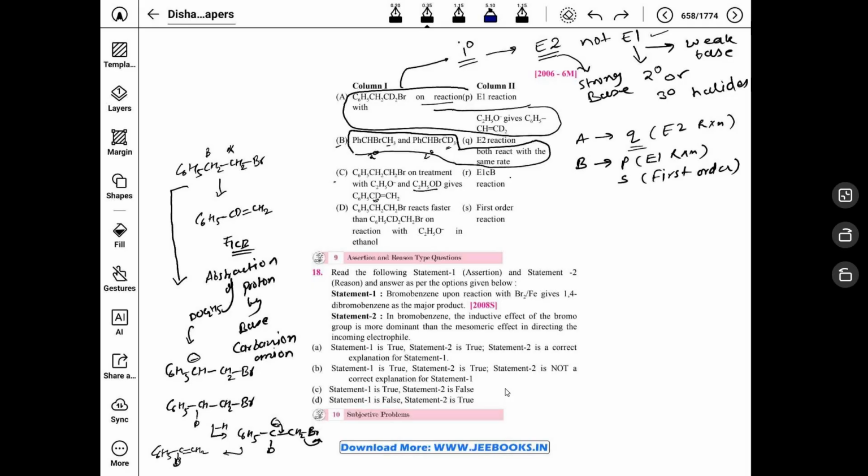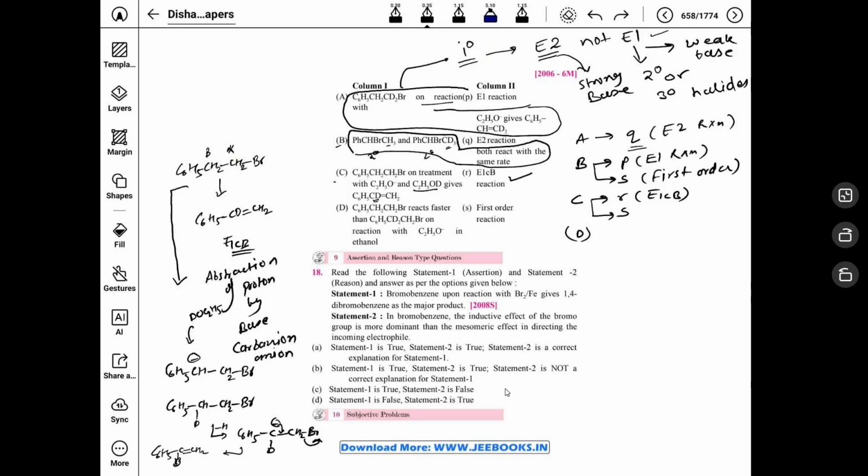So this reaction is following the E1CB mechanism, and this is also a first order reaction. So C is matching to R, E1CB, and S, first order. So it is also matching to two options. Now let's look at the D.